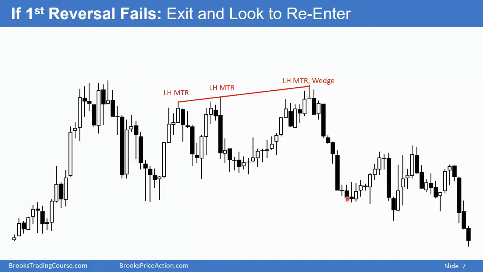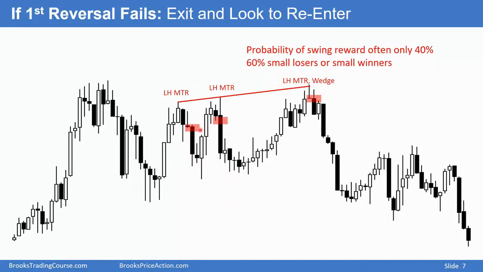This one led to a good swing trade. First leg and maybe second leg. Maybe second leg, get out here. Maybe you keep holding. The probability of a swing trade, even with a good setup, is only about 40%. 60% of the time, you get small losers or small winners, and they offset one another. But 40% of the time, you get a reward more than twice your actual risk.